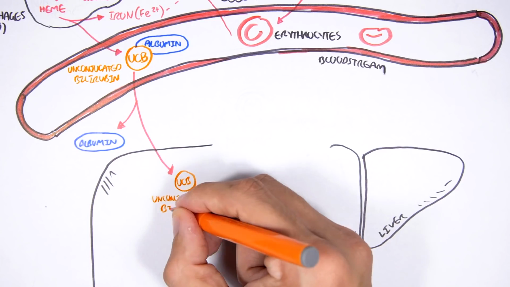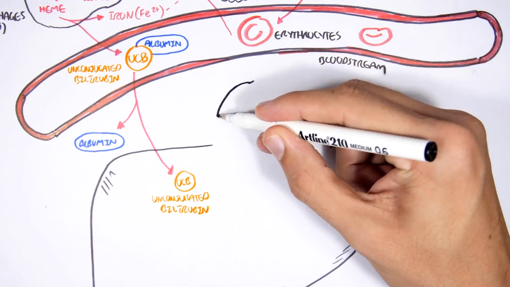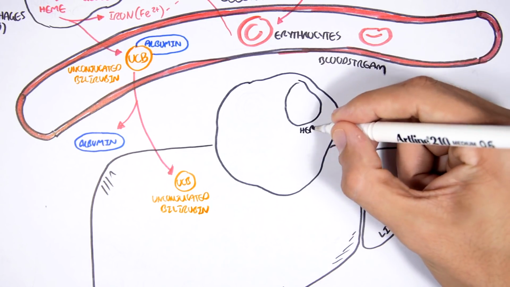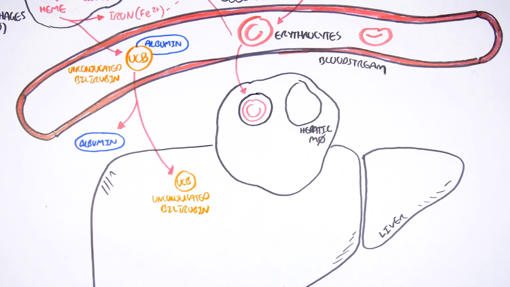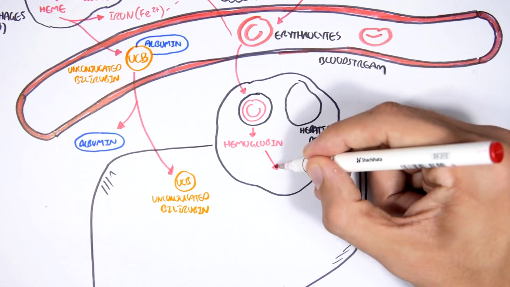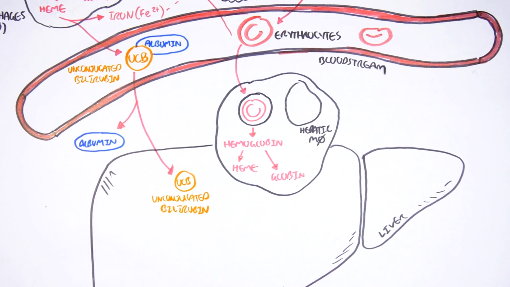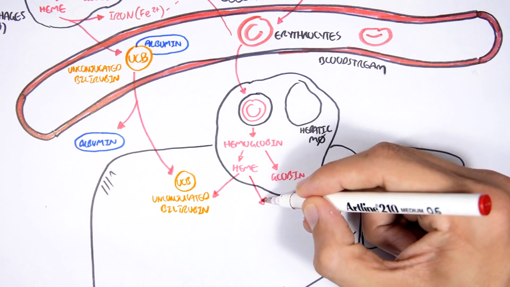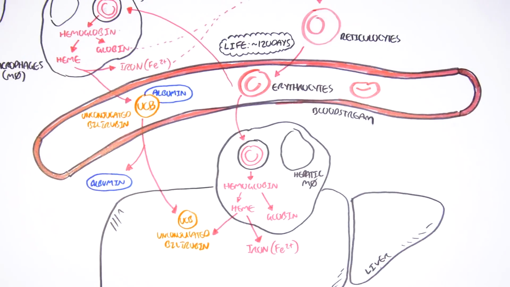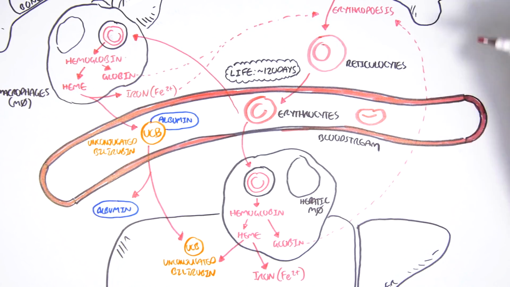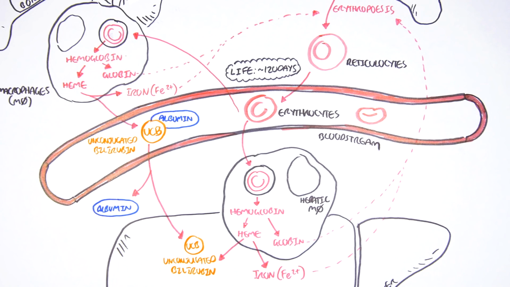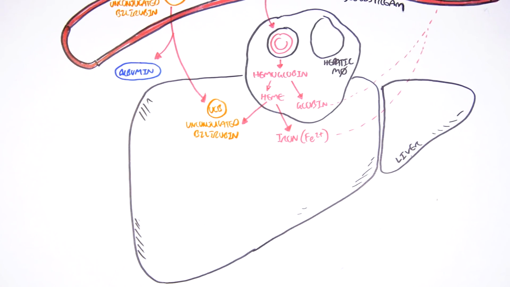Now, interestingly enough, the liver has its own macrophages known as Kupffer cells, which will also break down the old or damaged erythrocytes. So these erythrocytes will be broken down again to globin and heme. The globin will be reused for erythropoiesis, and the heme will be broken down to iron and unconjugated bilirubin. The iron is reused for erythropoiesis, whereas the unconjugated bilirubin will be further metabolized in the liver. Okay, so we end up with the unconjugated bilirubin in the liver.